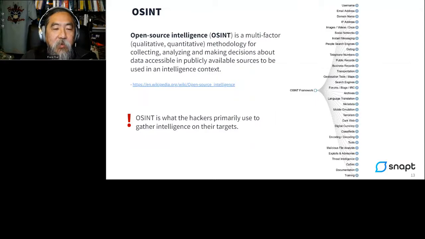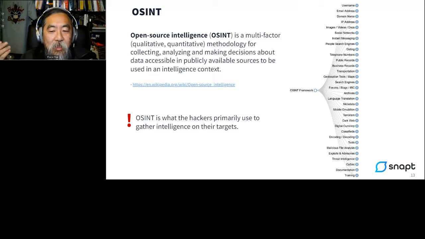The other piece I want to talk about is OSINT, open source intelligence, because a lot of people in the cybersecurity world will say, well, OSINT, that's not very good. I mean, it's all out there. But that's the point. OSINT, open source intelligence, is basically information from publicly available sources.